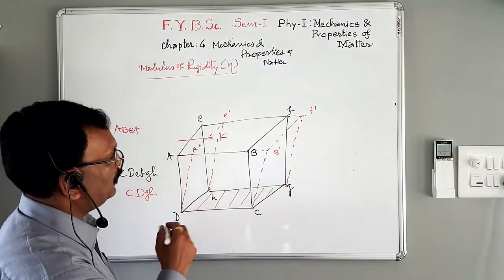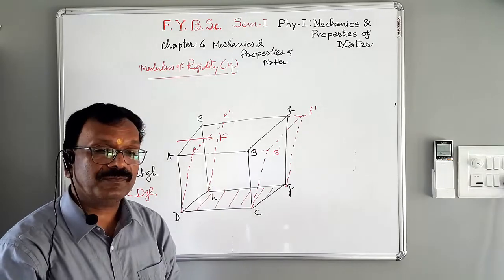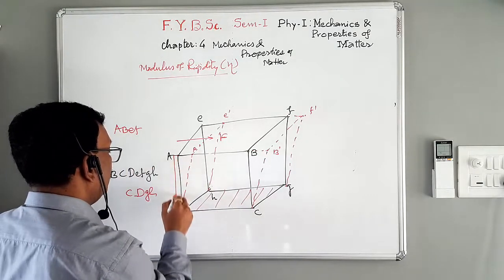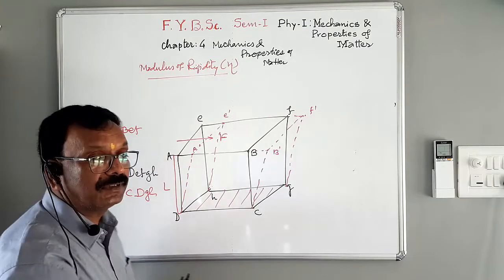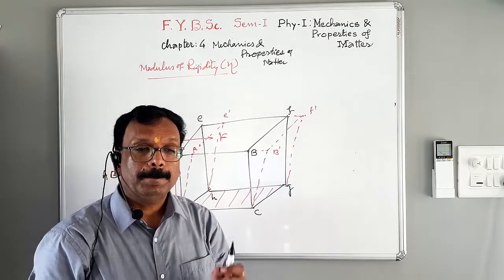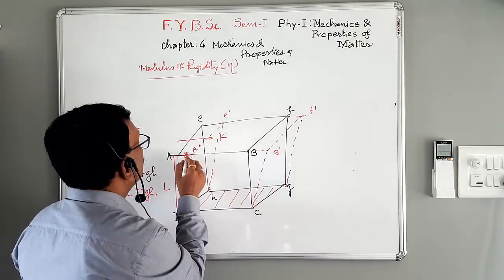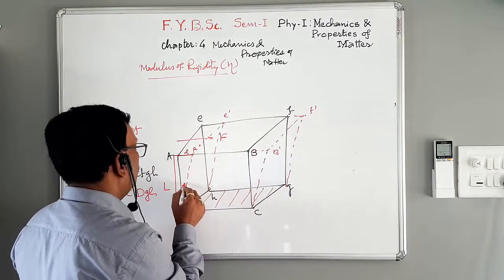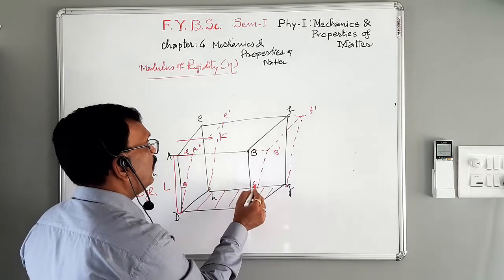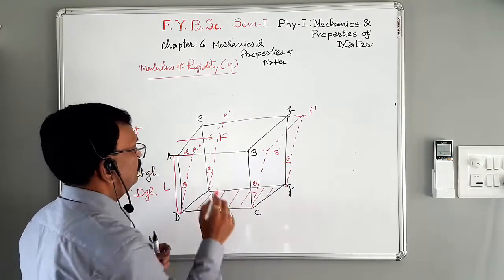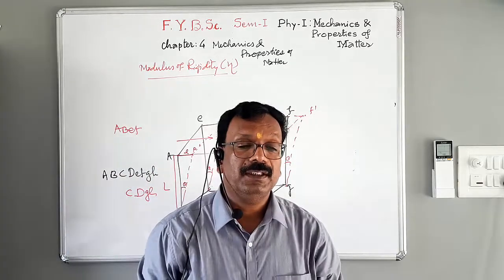The red dotted line shows the deformed structure. Suppose this is the length L, and a small change is the change in length. This is L, and this is the angle of deformation. Same here, every point.